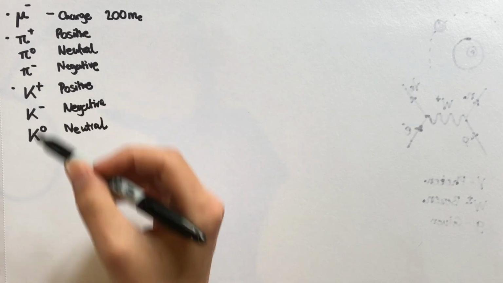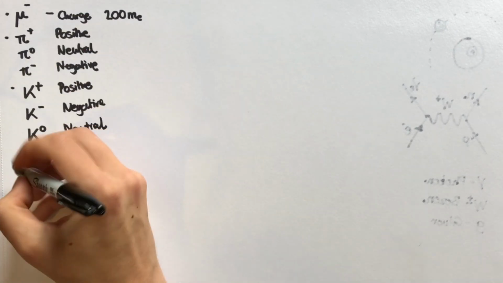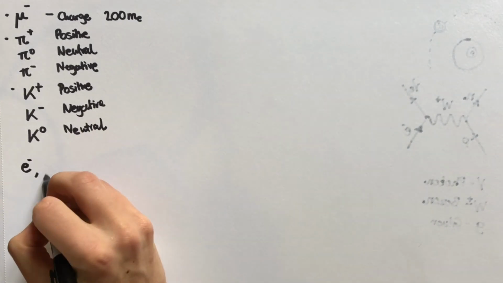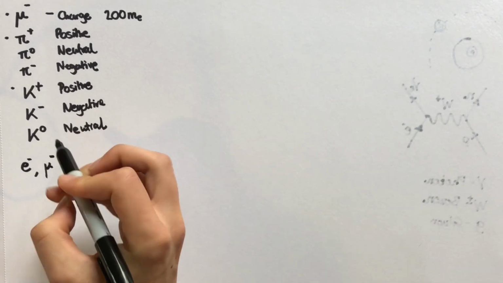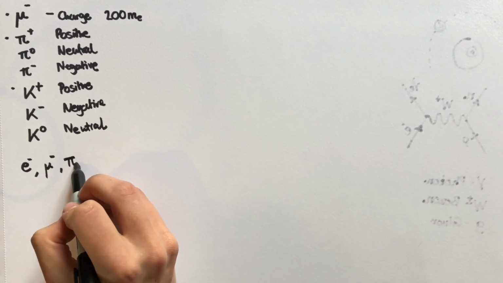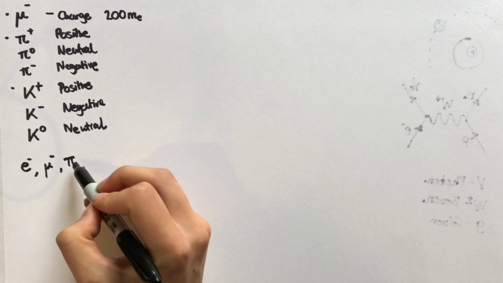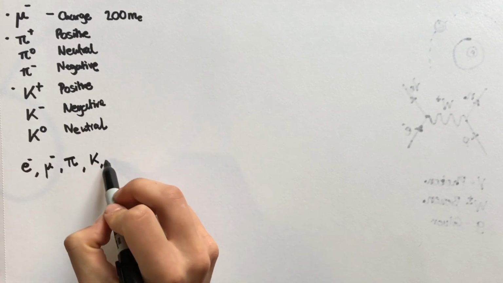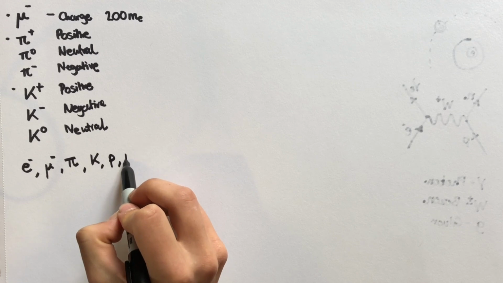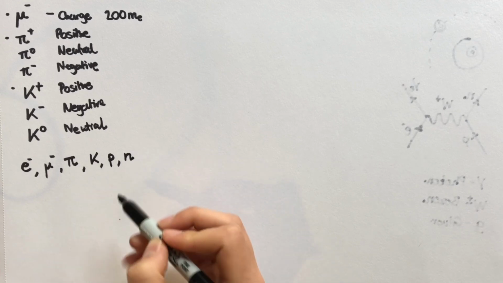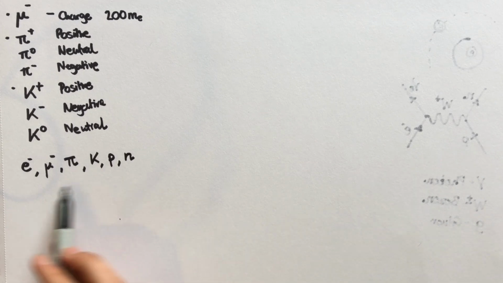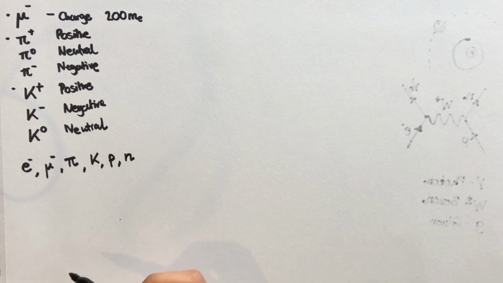So if we're going to order all these particles, the electron would be the lightest, and then you'd have the muon up from that, then the pion, and then up from that is the kaon, and then the proton, and the neutron, which is a little bit heavier than the proton. Not by very much, but a little bit. So that's the order of masses for all the particles that we know.